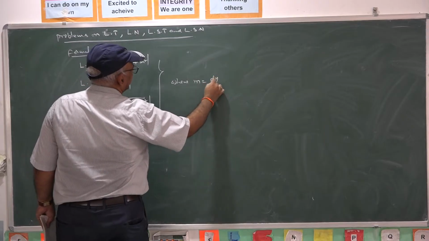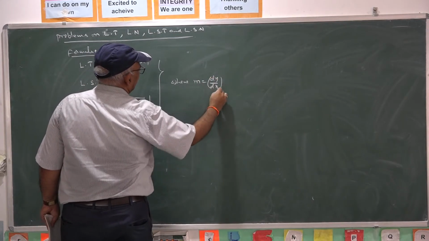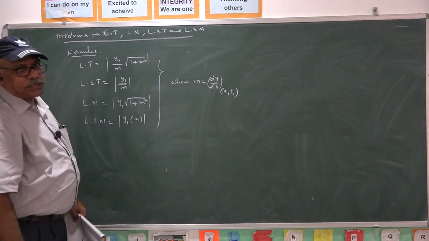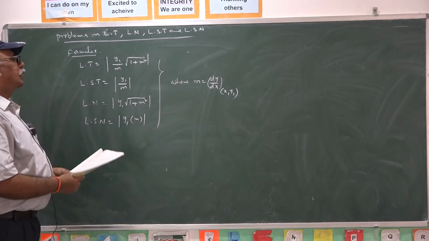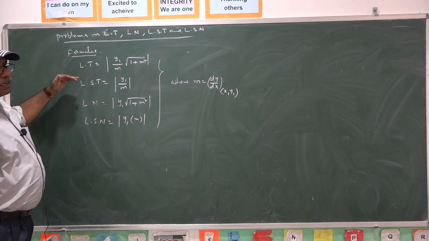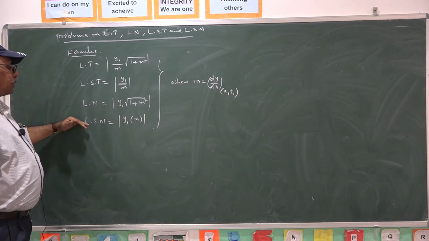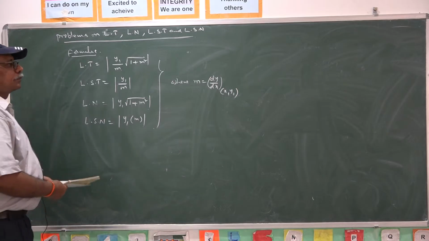dy by dx of the curve at the point, given point on the curve x1 y1, where the tangent and normal is considered. Then length of tangent, length of subtangent, length of subnormal, length of normal.